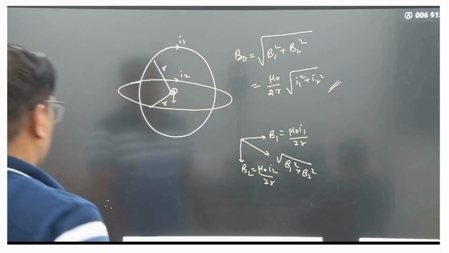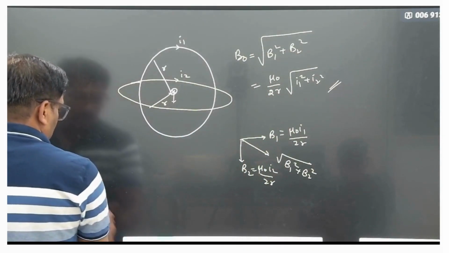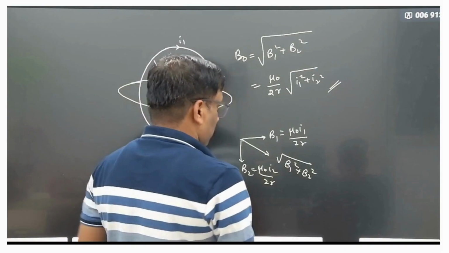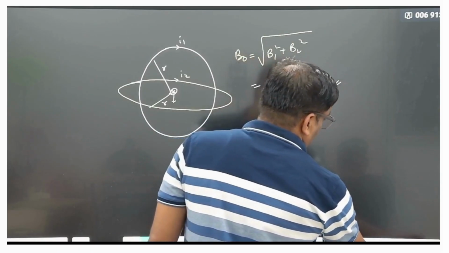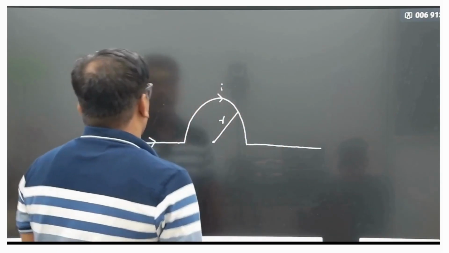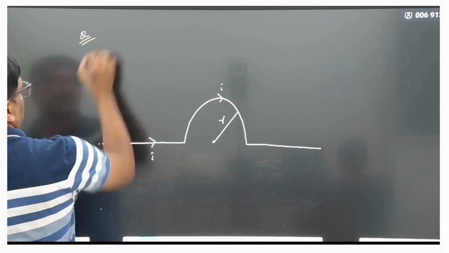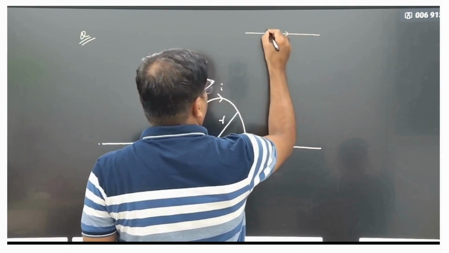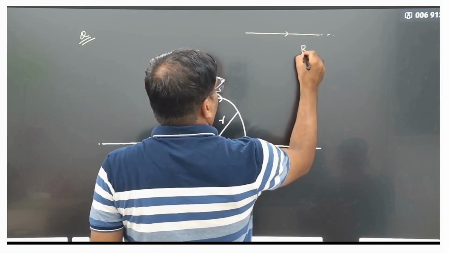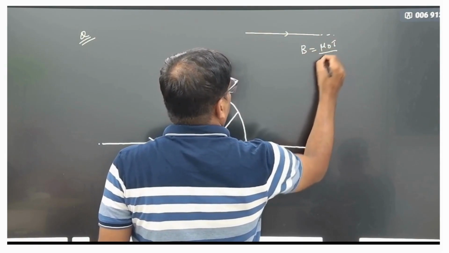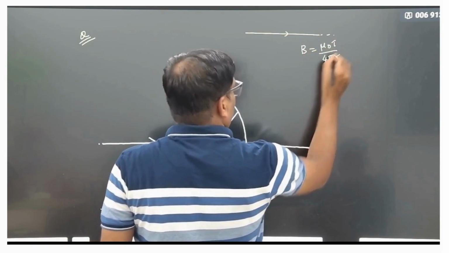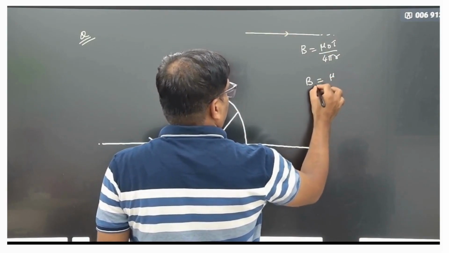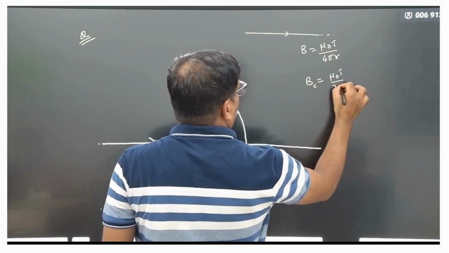Okay, right students. So we'll see the last class concepts and today's class concept, and we'll do some questions here. Remember only two formulas. What are the two formulas? For semi-infinite, the magnetic field is equal to mu naught into I by 4 pi r. For the center of a circular coil, it is mu naught into I by 2r.